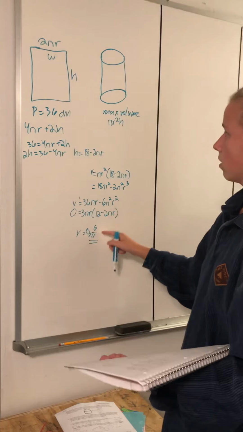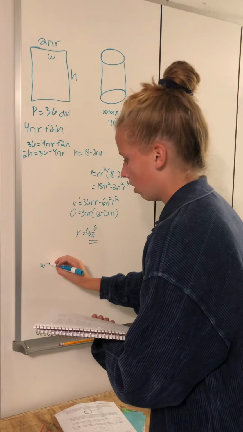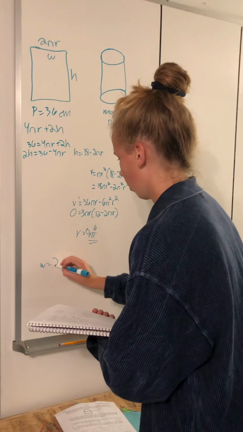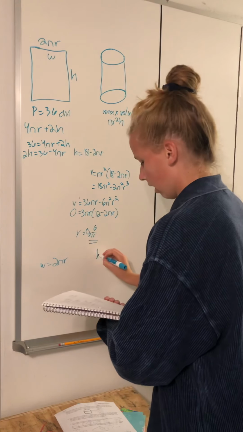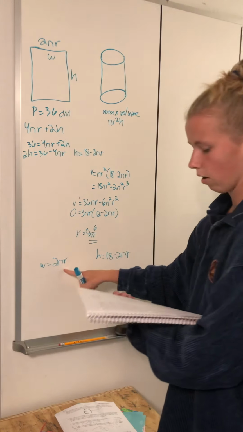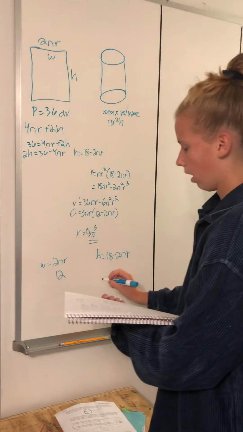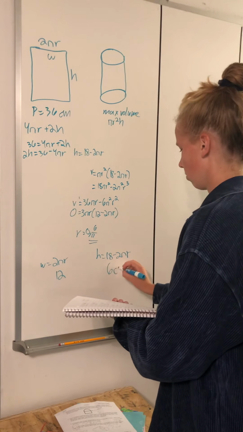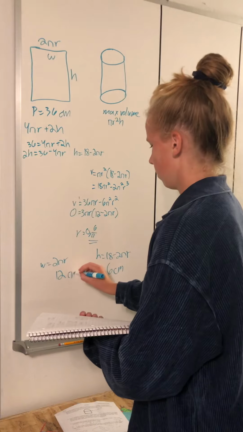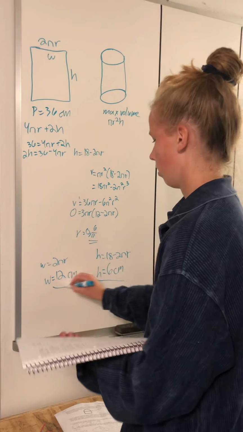So then you have to use that to get your width and your height. And so we know our width is 2 pi r, and our height is 18 minus 2 pi r. So then you solve for this, so our width would be 12, and our height would be 6 centimeters. There you go.